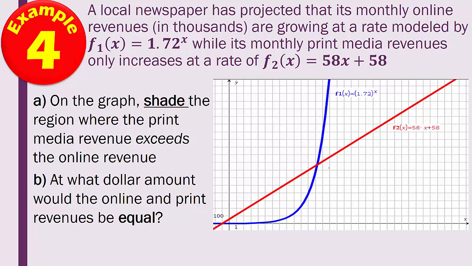They give you the graph. We want to shade the region where the print media revenue exceeds the online revenue. So the print media was this formula, which is this. We want to shade the area where it's more than the other one, which is right in here. Okay, so we would shade in there.